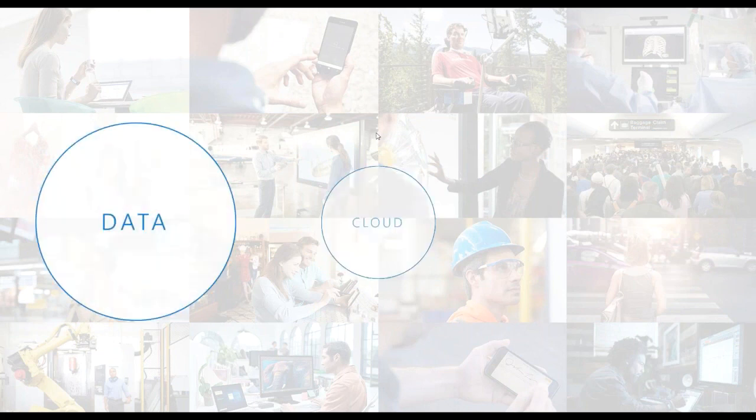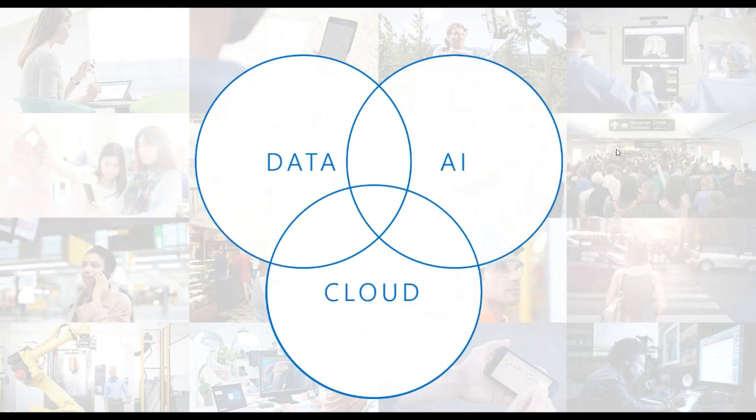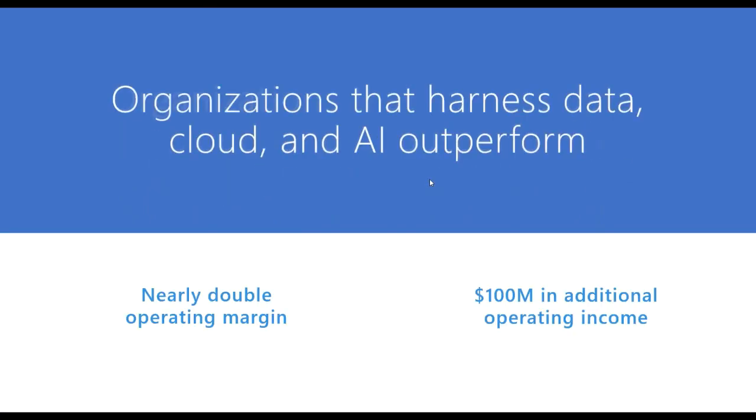And when all of that stuff comes together, data, cloud, and AI, that's where the magic happens. Because we've got to use the cloud to drive the scale that we need to manage that data, and then AI to harness insights from it. What we're seeing is that organizations that harness that data in the cloud and the AI outperform organizations that don't. Right, and it's really just night and day.